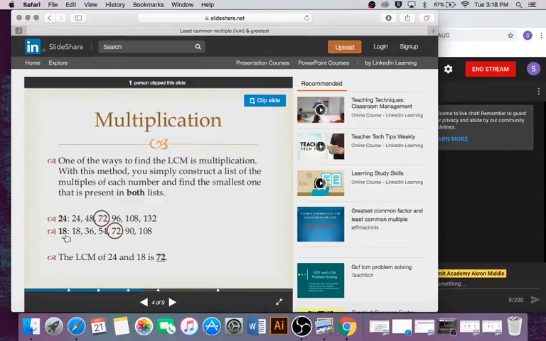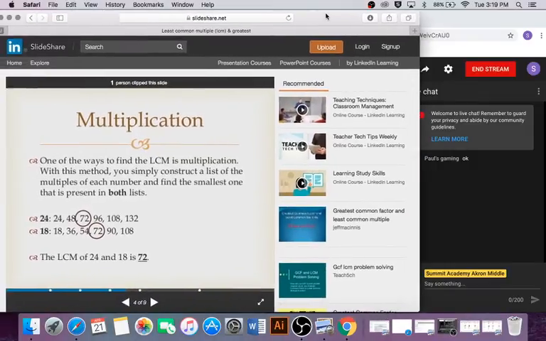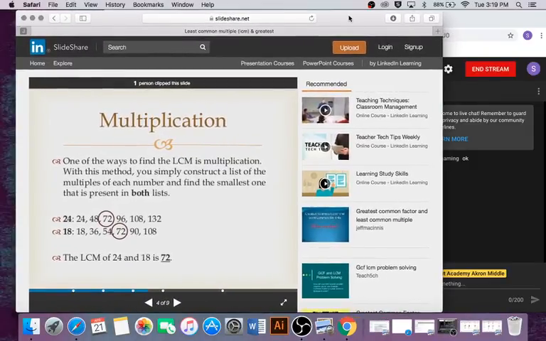Our other number is 18. So 18 times 1 is 18. 18 times 2 is 36. 18 times 3 is 54. 18 times 4 is 72. 18 times 5 is 90. And 18 times 6 is 108. So the smallest number that they both have in common is 72. So the least common multiple of 24 and 18 is 72.